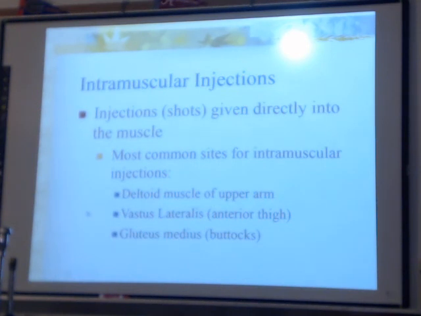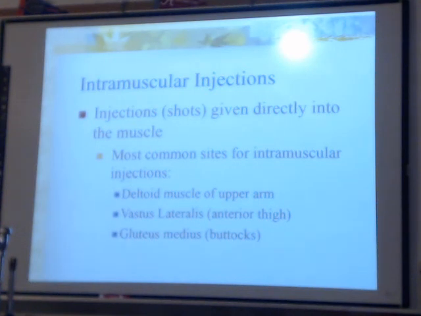Intramuscular injections. I just want to briefly go over this, simply because a lot of you guys get shots, and I want you to know, as a future healthcare provider, where the most common places shots are given. The deltoid muscle, which is in the upper arm, the vastus lateralis, which is the anterior thigh, and the gluteus medius, which is not on the outside of the behind, but kind of in the middle.